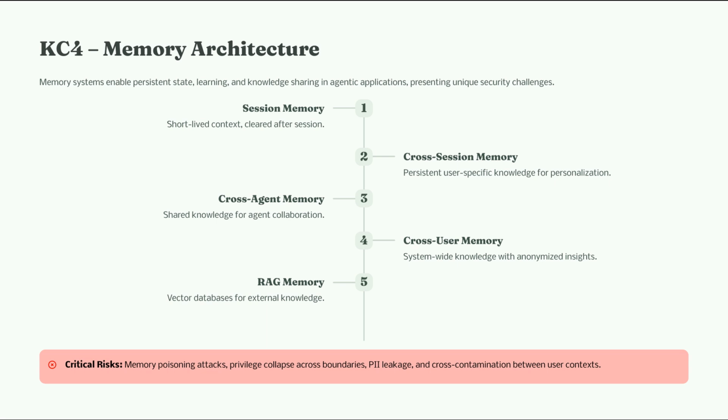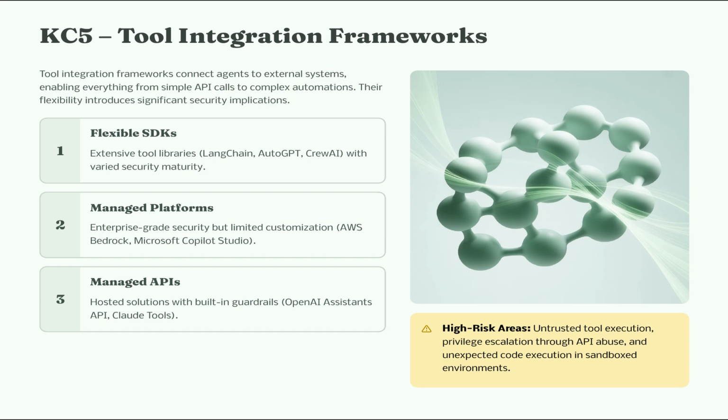And there's shared memory, which facilitates collaboration between agents, enabling them to work together seamlessly. System-wide memory provides broader insights while maintaining user anonymity. Lastly, vector databases support external knowledge, enhancing the agent's capabilities. However, it's essential to acknowledge the security challenges this memory architecture presents, such as memory poisoning and potential data leaks. Up next, we'll explore how tool integration frameworks can connect these agents to external systems, further enhancing their functionality. Building on our understanding of memory architecture, let's now explore tool integration frameworks.